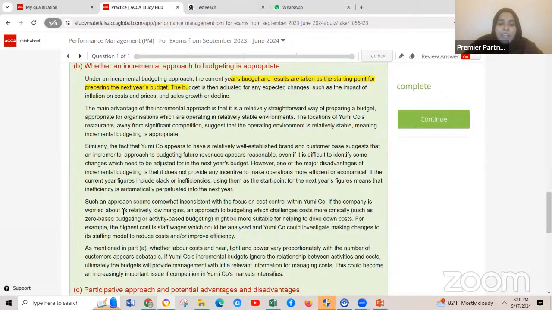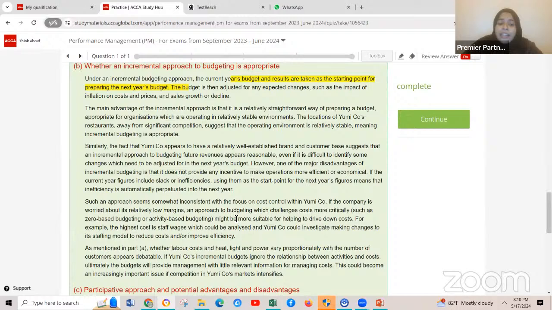If the company is worried about its relatively low margins, an approach to budgeting which challenges cost more critically, an approach of budgeting that looks deeply into every cost. Is it needed? Is it necessary? What are the costs that we can take off? What is the approach that does that? Such as zero-based budgeting or ABC might be more suitable for helping to bring down the cost. Those two approaches are very good to bring costs down.